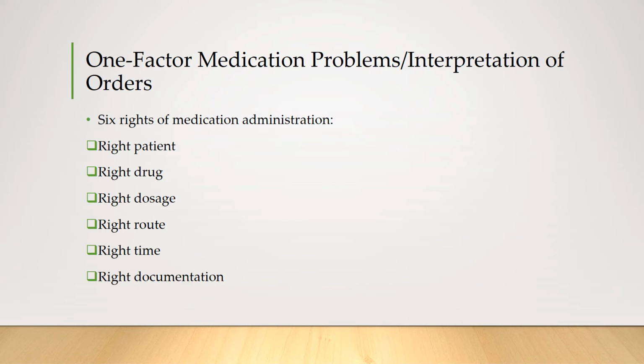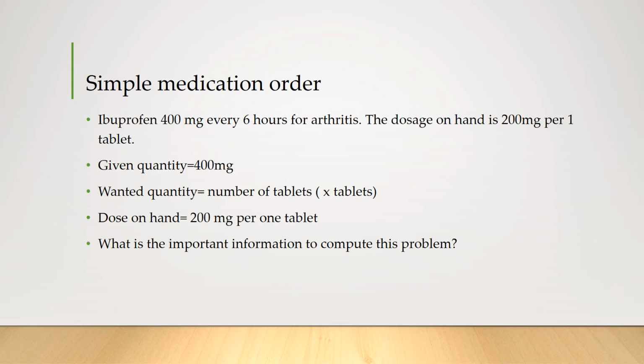We have to give the medicine to the right patient. We have to give the right medication or the right drug. We have to give the right dosage, the right route, and we'll talk about that later. We have to give it at the right time, and then we have to use the right documentation. So here's a simple medication order. You might see that the physician or the healthcare provider has ordered ibuprofen 400 milligrams every 6 hours for arthritis.